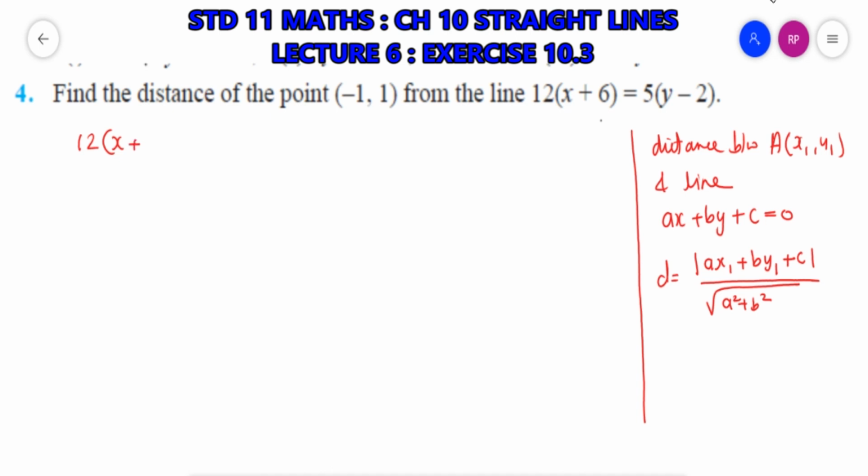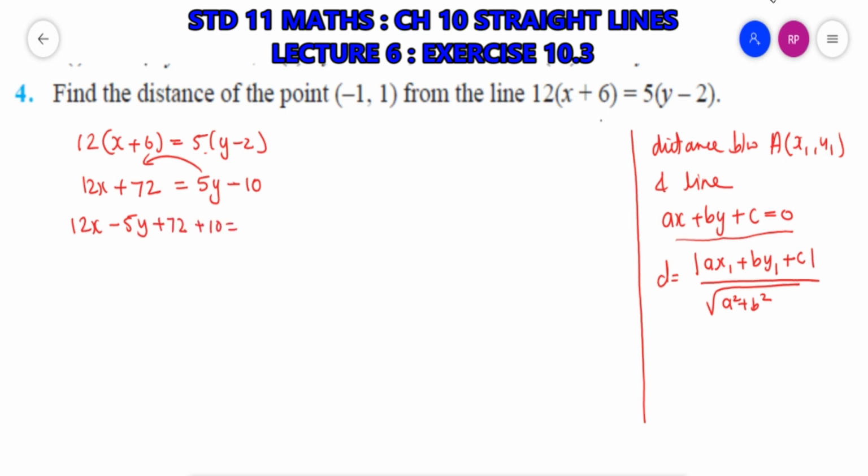Now see, the equation is given: 12 into x plus 6 equal to 5 into y minus 2. So 12x plus 12 into 6, that is 72, equal to 5y minus 5 into 2, that is 10. Now our first aim is to convert it into the form ax plus by plus c equal to 0. So 12x minus 5y, when 5y goes on this side, minus 5y, plus 72 plus 10, that is equal to 0. Okay, so 12x minus 5y plus 82 equal to 0.